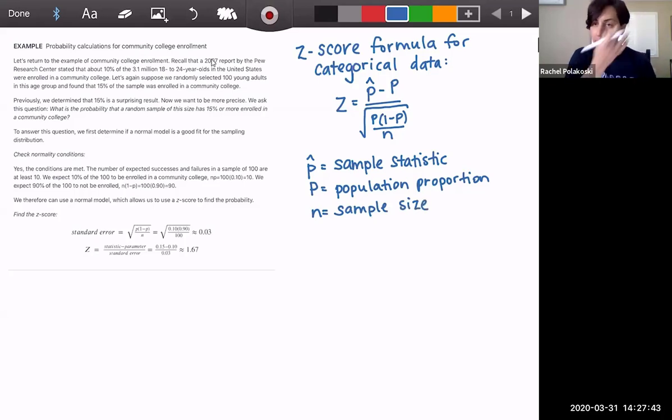So when attacking this formula, I like to gather each of my numbers that go with each variable in the formula, and then I break it into pieces. I do the numerator, I do the denominator, and then the last step will be to divide.